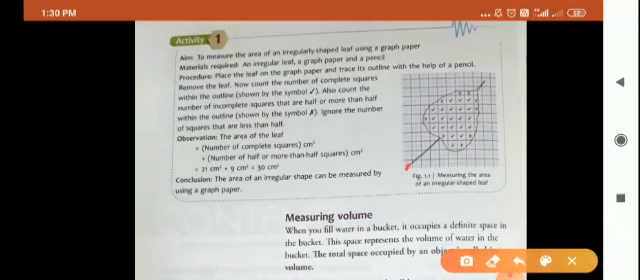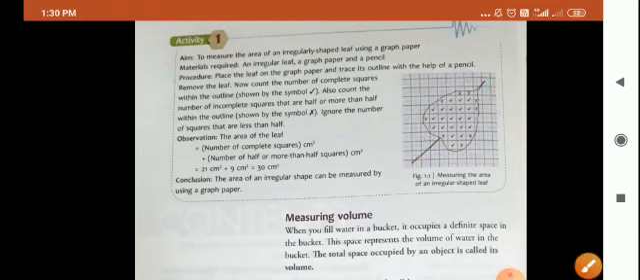So what will you do? You will simply place the leaf on the graph paper. Yes or no? It is two-dimensional, okay, because you can simply draw it on the paper. Now you will trace its outline. You will remove the leaf.